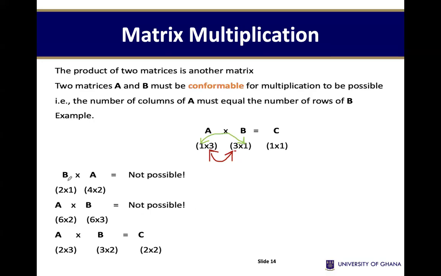Okay, now let's see why this is not possible. So for this, the dimension of B is 2 by 1. The dimension of A is 4 by 2. Realize that these guys are not the same. Hence, we cannot multiply them. When I come to A, B, right? A is 6 by 2. B is 6 by 3. So these guys too.